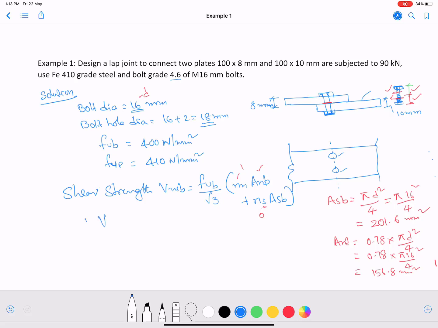So now we will go and calculate the shear strength of each bolt. VNSB equal to FUB, which is 400, by square root of 3, times number of shear planes at threaded portion equal to 1, times ANB equal to 156.8, plus number of shear planes at shank area equal to 0, times ASB equal to 201.6.